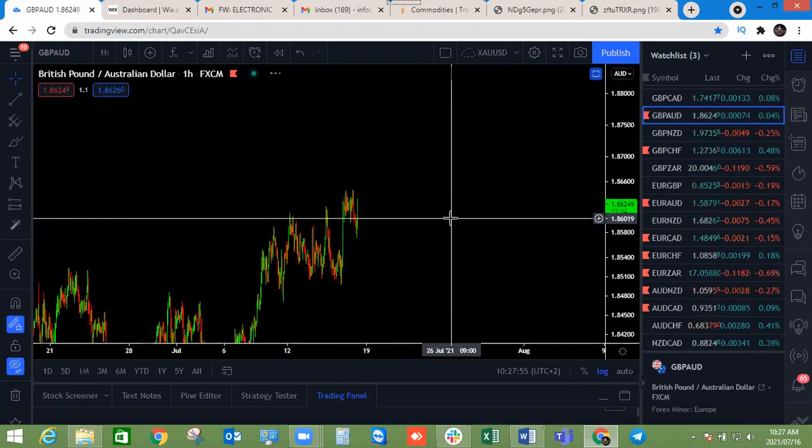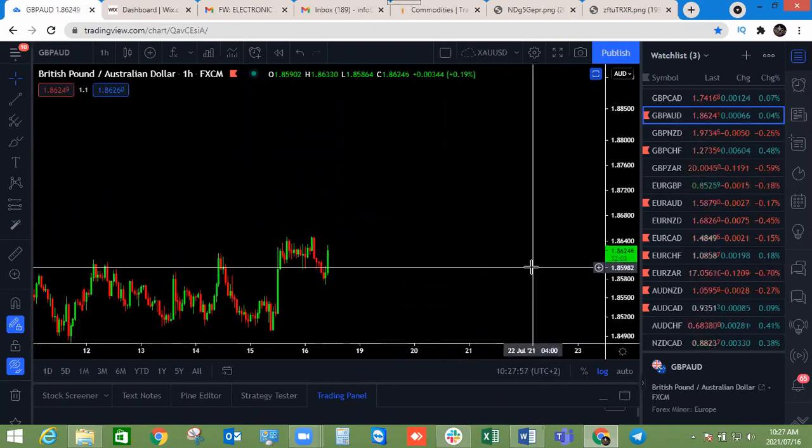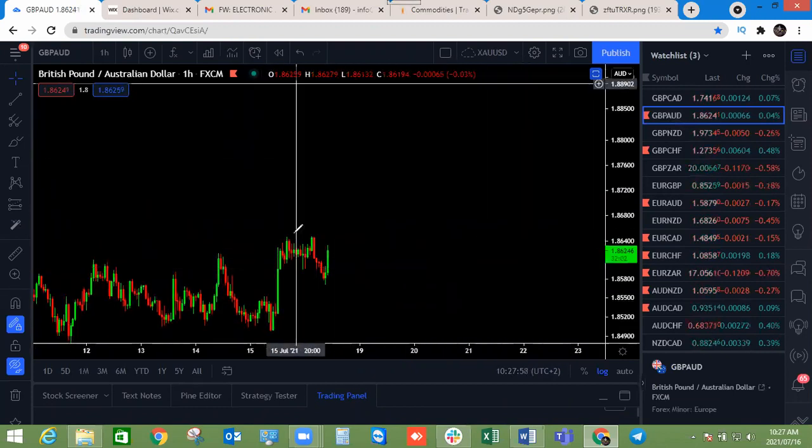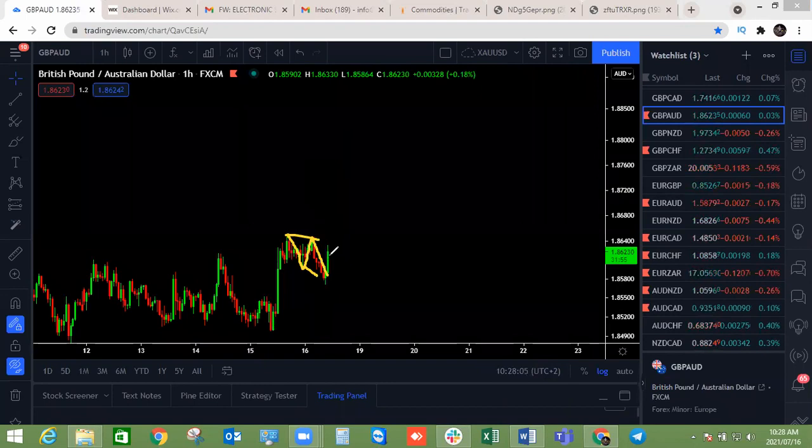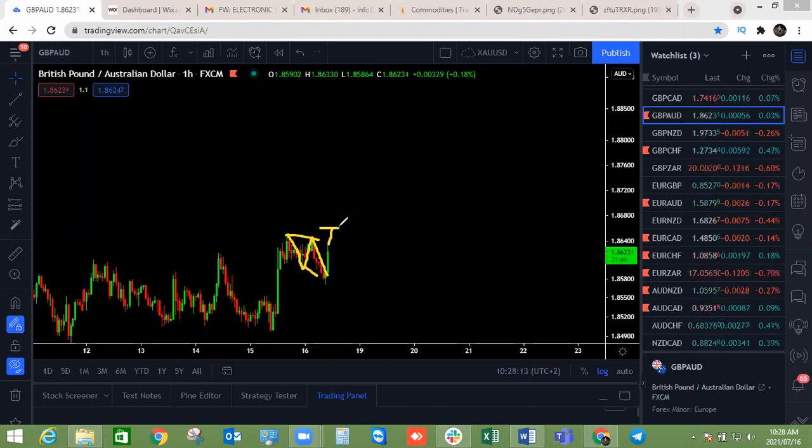Pound Aussie, making a new setup here. This is an expanding flat on Pound Aussie. The expectation has always been upside on this one here. This candle closing above this level here should see more upside. That is a setup for more upside on Pound Aussie.